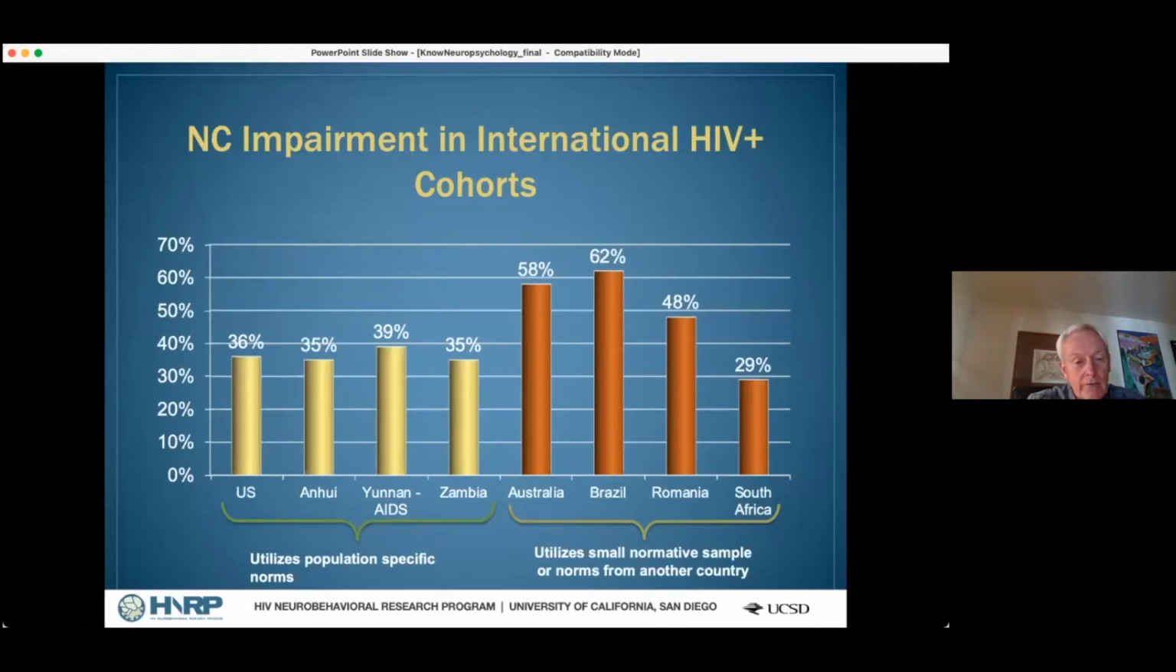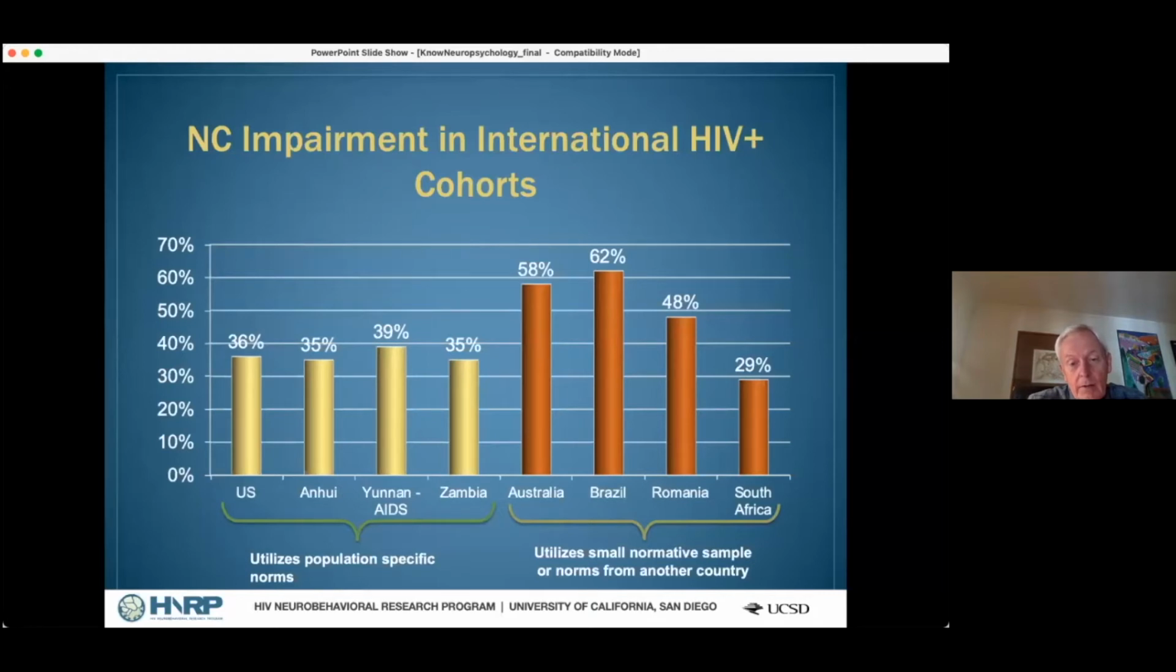The Anhui is a very poor province with very low education levels, and basically an agrarian area, and Yunnan is more well-to-do and higher education and so on. And then Zambia in Southern Africa. And we published all of those.